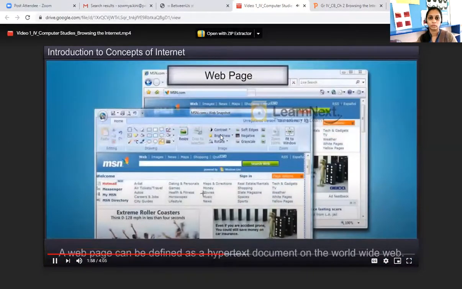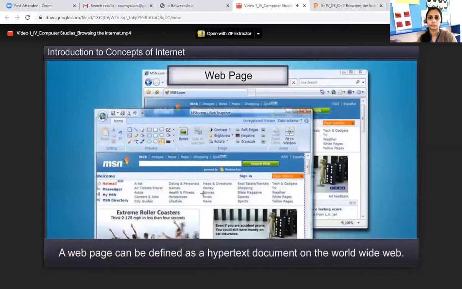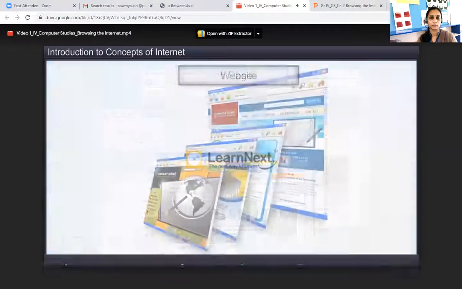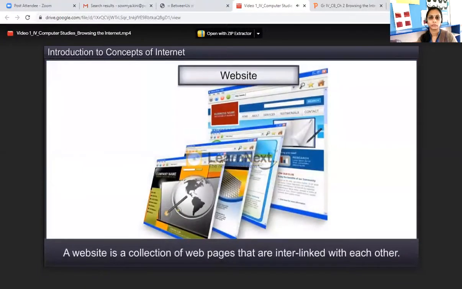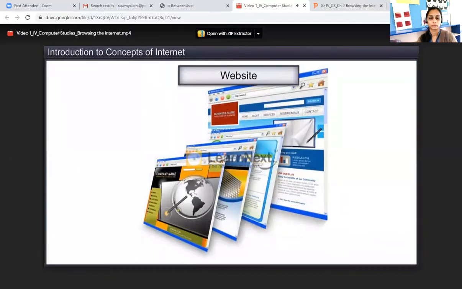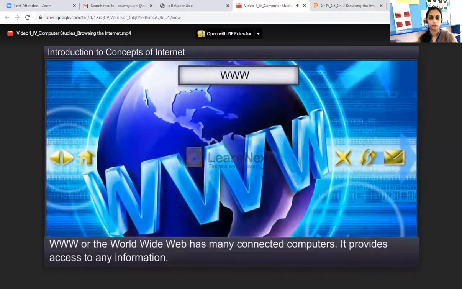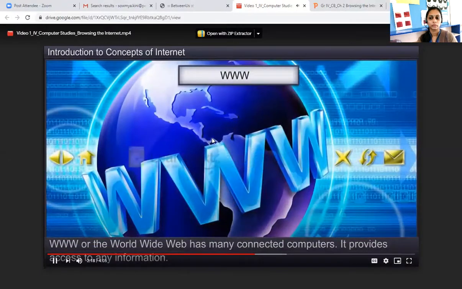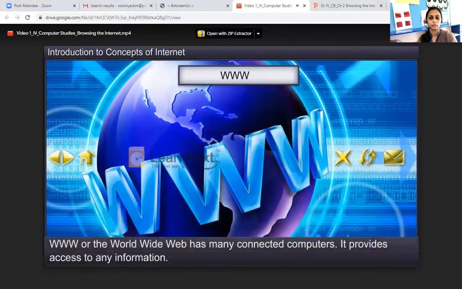A web page can be defined as a hypertext document on the World Wide Web. A website is a collection of web pages that are interlinked with each other. It has a specific address. www, or the World Wide Web, has many connected computers. It provides access to any information.